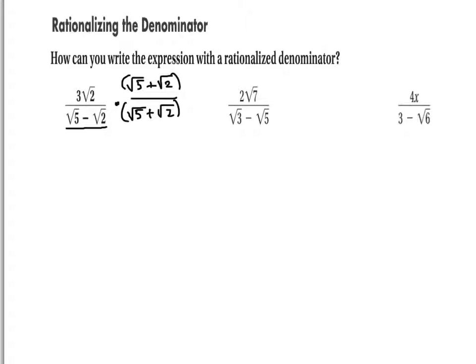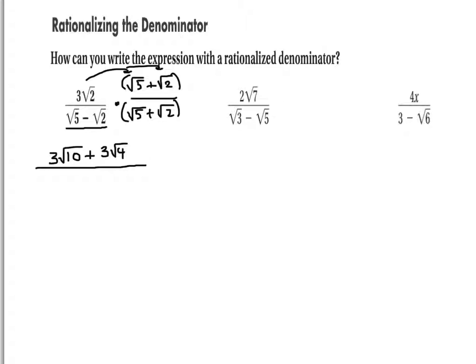On the top, we're going to use the distributive property. Going to take this and multiply it through. So 3 square root 2 times square root of 5 is 3 square root of 10, plus 3 square root 2 times square root 2 is 3 square root of 4. We'll get into the simplifying part here in just a little bit.